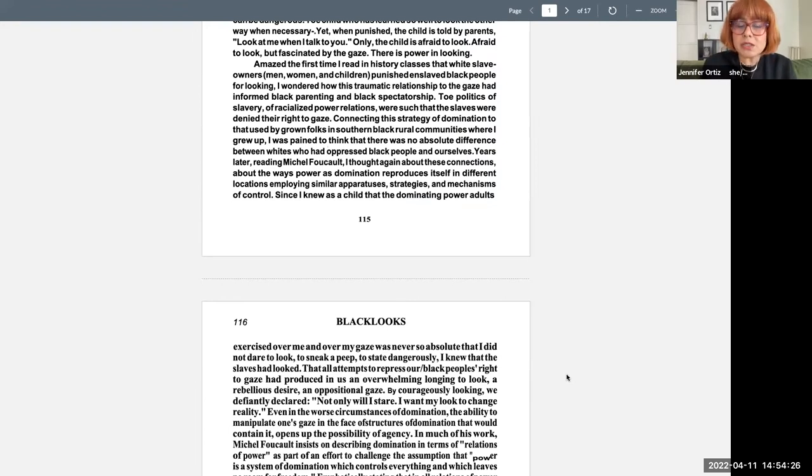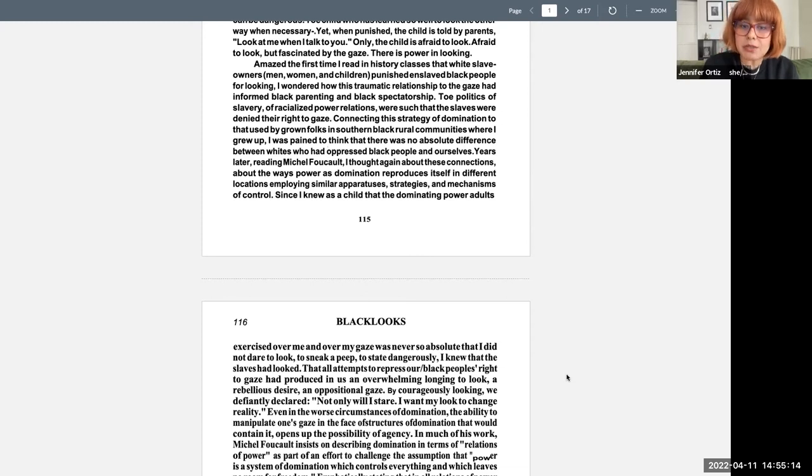The politics of slavery, of racialized power relations, were such that the slaves were denied the right to gaze. Connecting the strategy of domination to that used by grown folks in Southern Black rural communities where I grew up, I was pained to think that there was no absolute difference between whites who had oppressed Black people and ourselves. Years later, reading Michel Foucault, I thought again about these connections, about the ways power as domination reproduces itself in different locations employing similar apparatuses, strategies, and mechanisms of control.